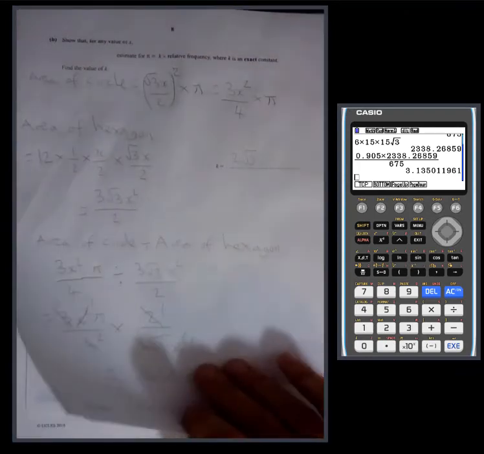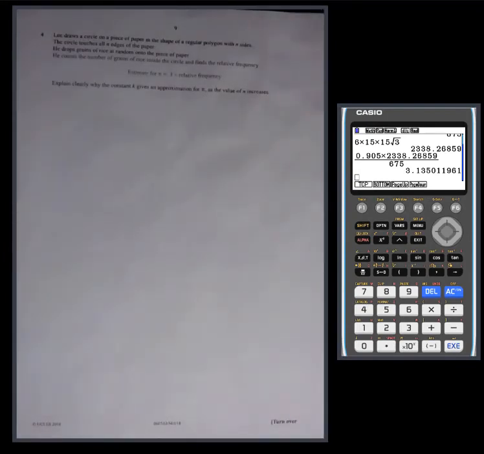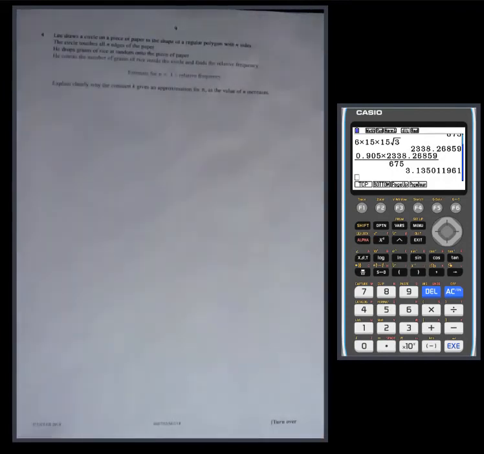Right, so for the final part, Lee draws a circle on a piece of paper in the shape of a regular polygon with n sides. So just remember what I said about investigations. They start with something really basic. We started with the circle in a rectangle, really crude. And then they make it a little bit more sophisticated. We then had the circle inside a square. So we're making it a regular quadrilateral.